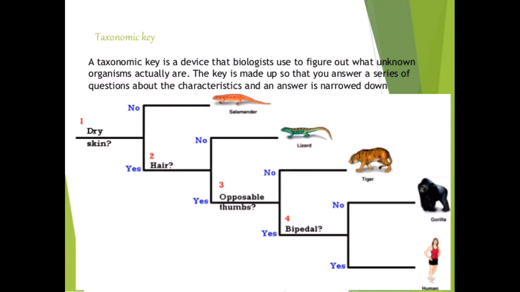So on that basis, we can identify the nature of the features of a plant or animal by using the taxonomical key. So this is all about your taxonomical aids. That's all.